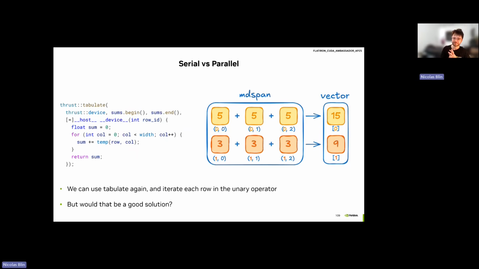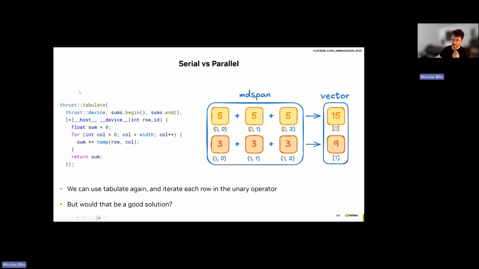We could first use tabulate, calling it on the device to execute on the device. The output will be our sum vector. We declare our functor again with host and device so that it can be used on the CPU and the GPU. As a parameter, we'll have a row ID because we're executing over the output array, which is of size 2. For each row, we'll run a for loop to go from column 0 all the way to the last column. We'll do a plus equal each time, and finally return the solution. That will work, that will produce the correct result, but is that a good solution?